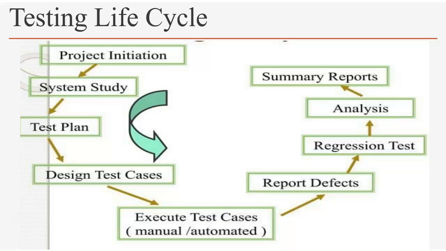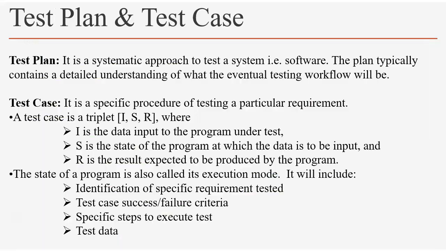Based on that we create a report. Why I'm mentioning report defects: we are going to concentrate on the failed test cases, not on the successful test cases. So that is report defects, and from that we go for the regression test. In regression testing we go for analysis, and then we go for the summary of the particular report.